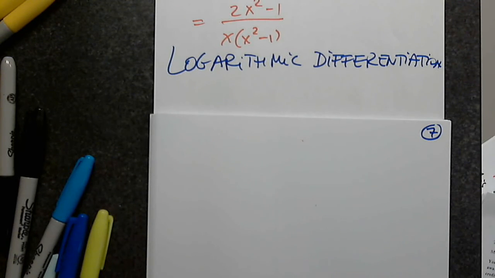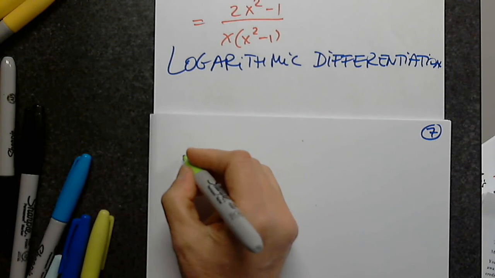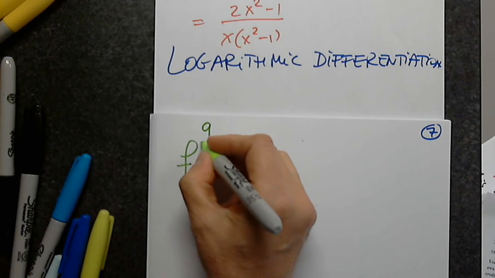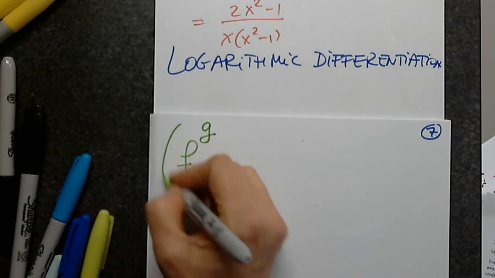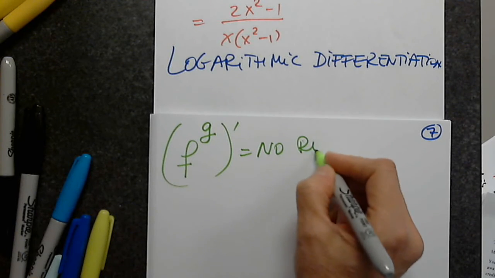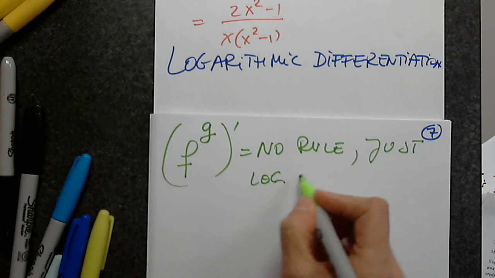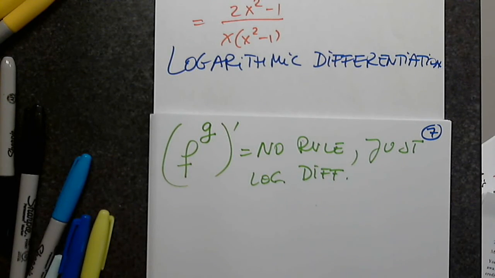Now the question is, when am I forced? And I have no choice. When am I forced to use this? Here's when I'm forced. When I have a function raised to another function. So if I have a function raised to another function, I will say no rule, comma, just log differentiation. There is no rule for differentiating a function raised to another function.